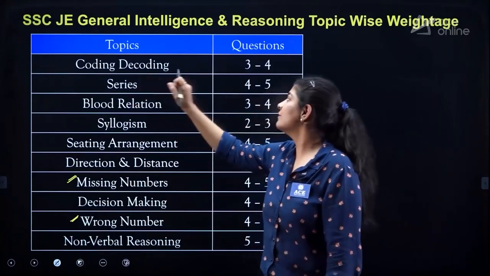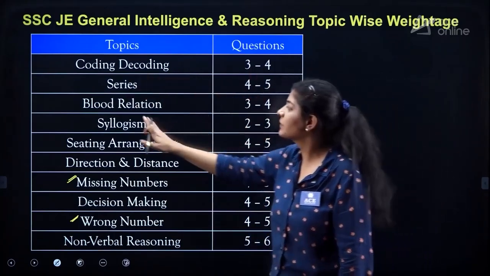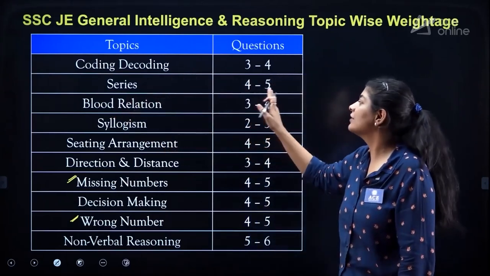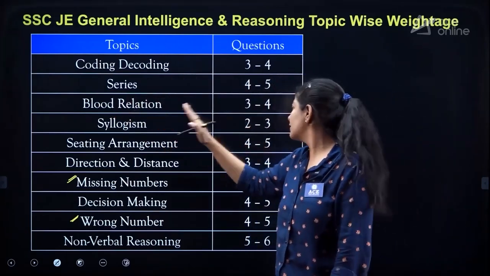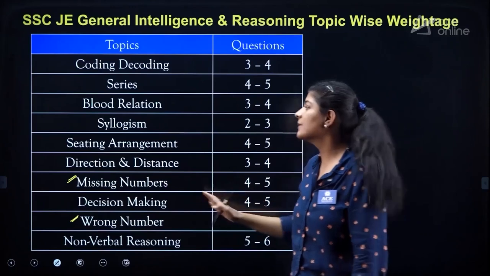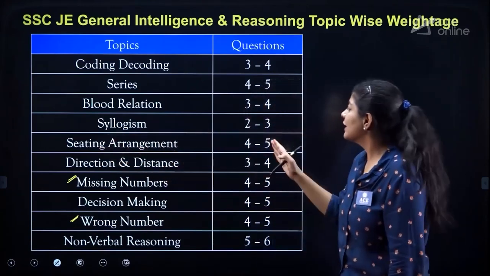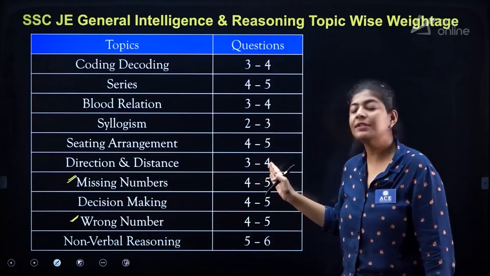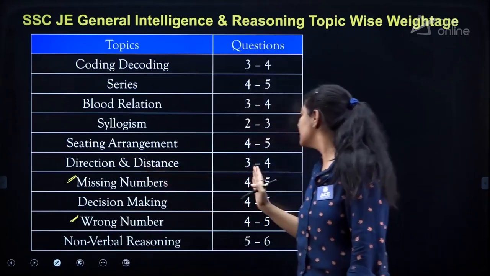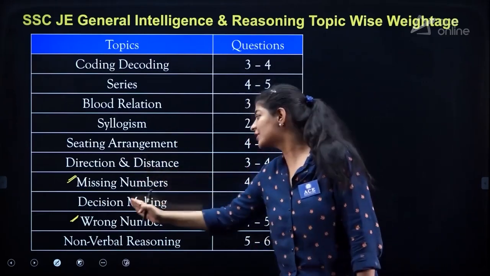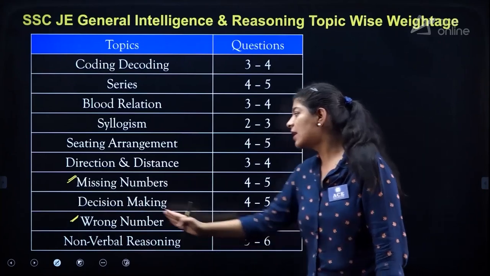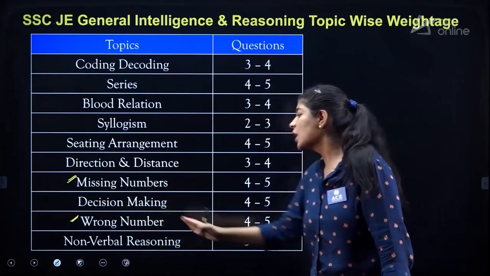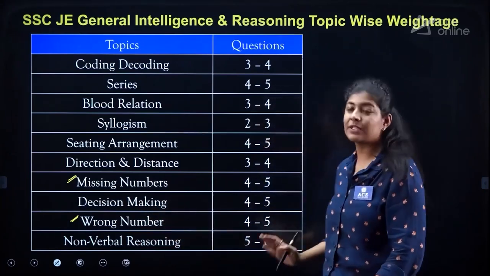So from series we have 4 to 5 questions. From blood relation we have 3 to 4 questions. Syllogisms 2 to 3 questions. Sitting arrangement 4 to 5 questions. Direction and distance 3 to 4 questions. Missing numbers 4 to 5 questions. Decision making 4 to 5 questions. Wrong number 4 to 5 questions. Non-verbal reasoning 5 to 6 questions.